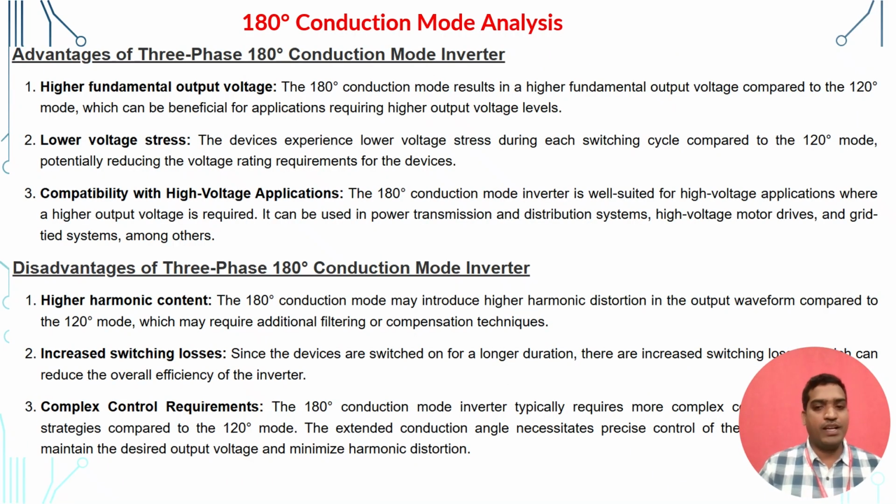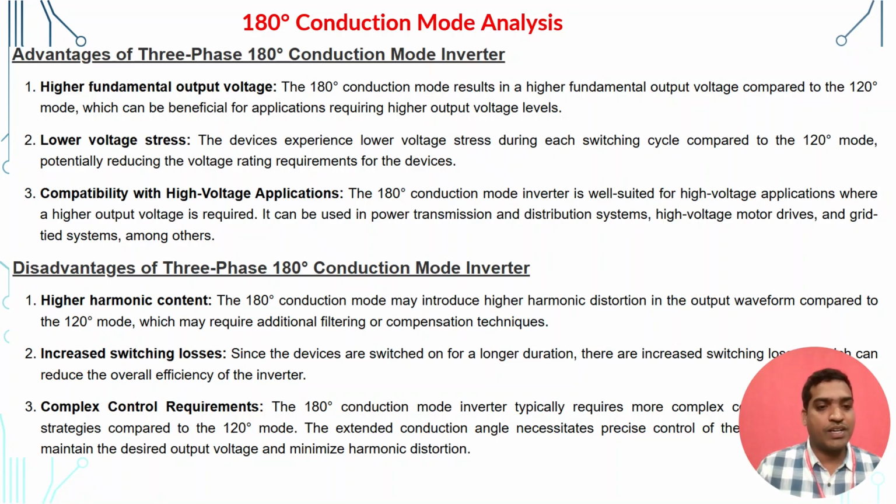So coming to the advantages of the three-phase inverter under 180-degree connection mode, it produces a higher fundamental output voltage. The 180-degree connection mode results in a higher fundamental output voltage as compared to the 120-degree connection mode, which is beneficial for applications requiring higher output voltage levels. At the same time, the voltage across the switches for 180-degree mode is lower as compared to the 120-degree mode, so it has compatibility with high voltage applications. Generally it is used for high voltage applications like power transmission, distribution systems, high voltage motor drives, and grid tied systems.